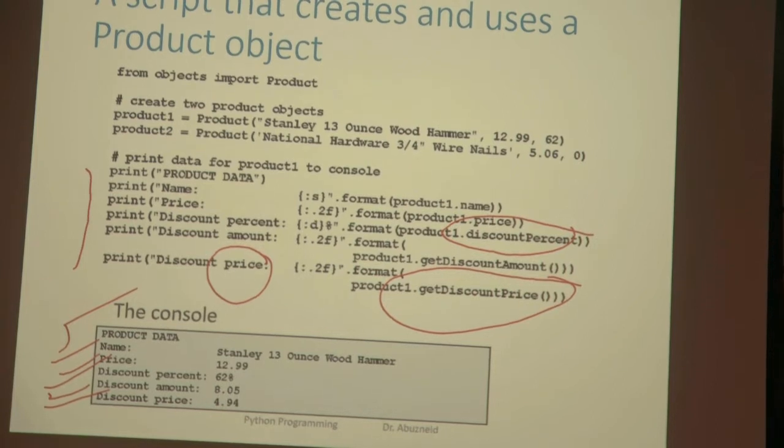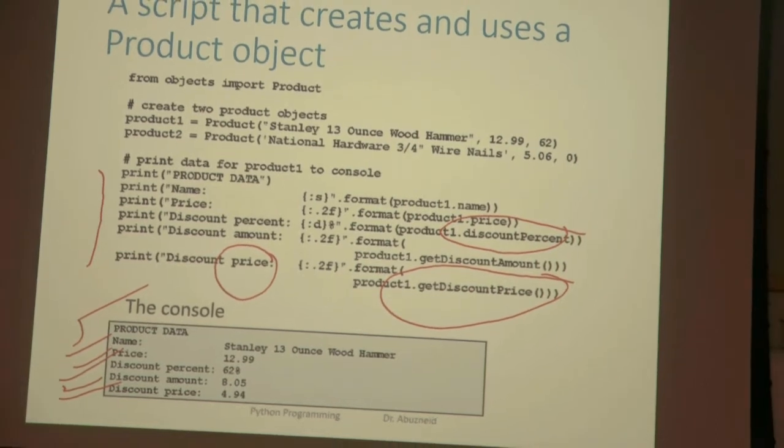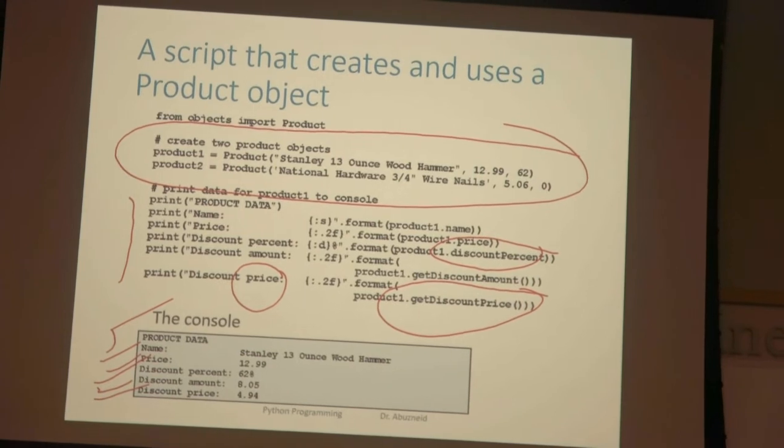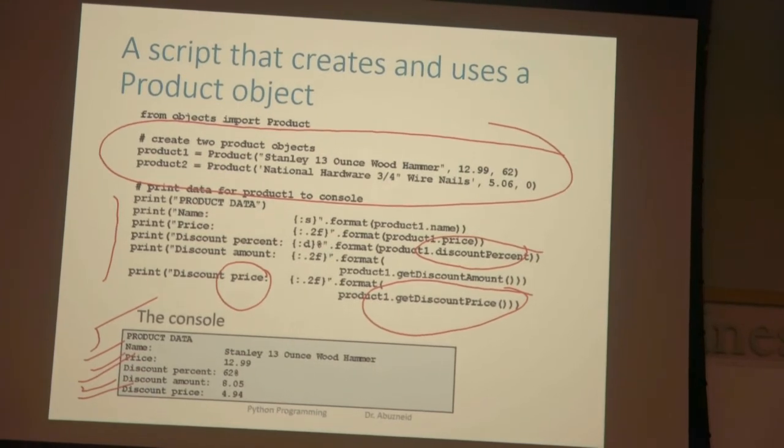What are the 3 functions or methods I called? The first one is the constructor. The constructor was called in this area when I constructed the object. Then after that, I used the 2 functions in this area. All right, so that's what it is.